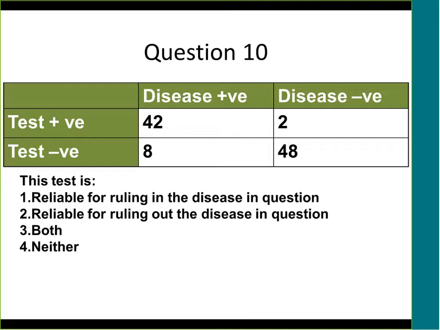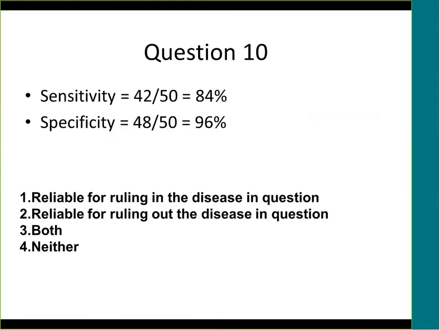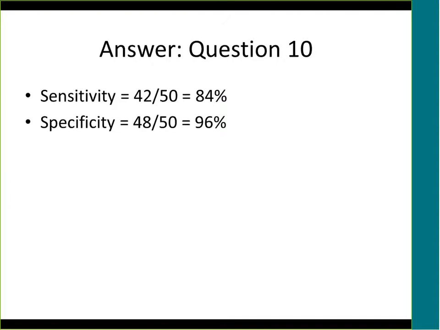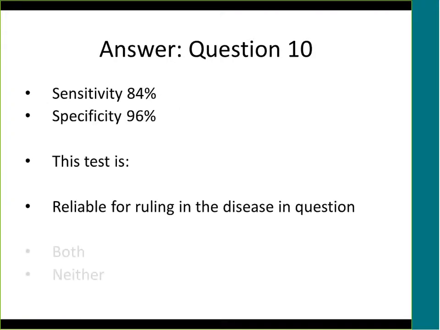So the sensitivity is going to be 42 divided by 42 plus 8, or 42 divided by 50, which comes out at 84%. And then the specificity is going to be 48 divided by 48 plus 2, or 48 divided by 50, i.e. 96%. So this particular test has a sensitivity of 84% and a specificity of 96%. So it's a high specificity test. It's 95% or higher. So therefore, this test is a good test at ruling in the disease. It is a SpIn study. It's high specificity. If the test is positive, you can rule in the disease.